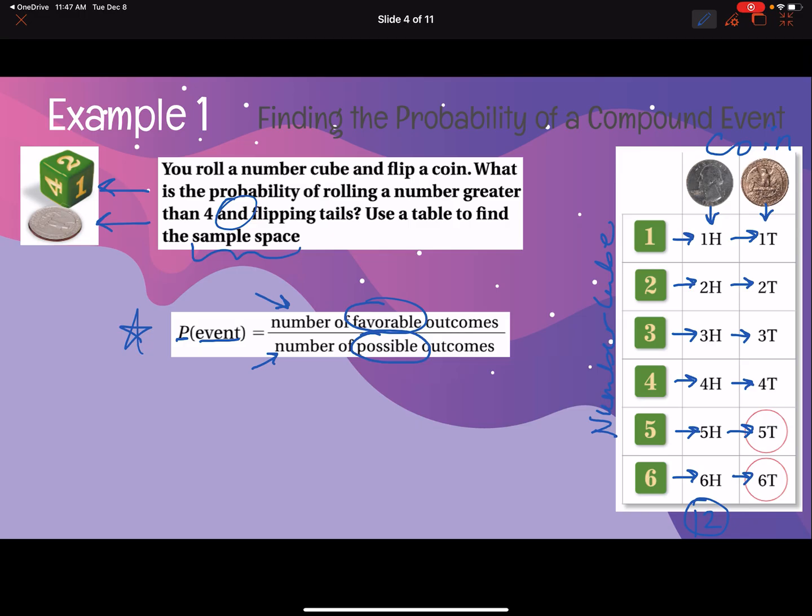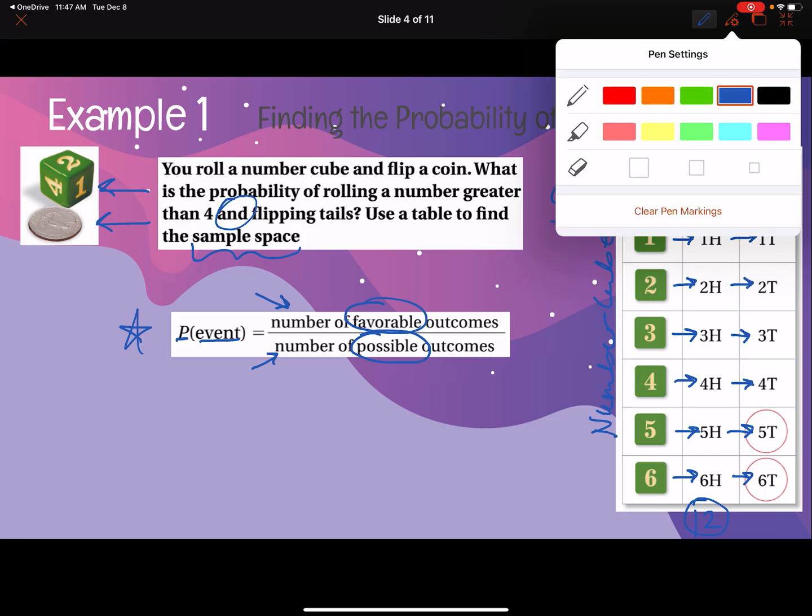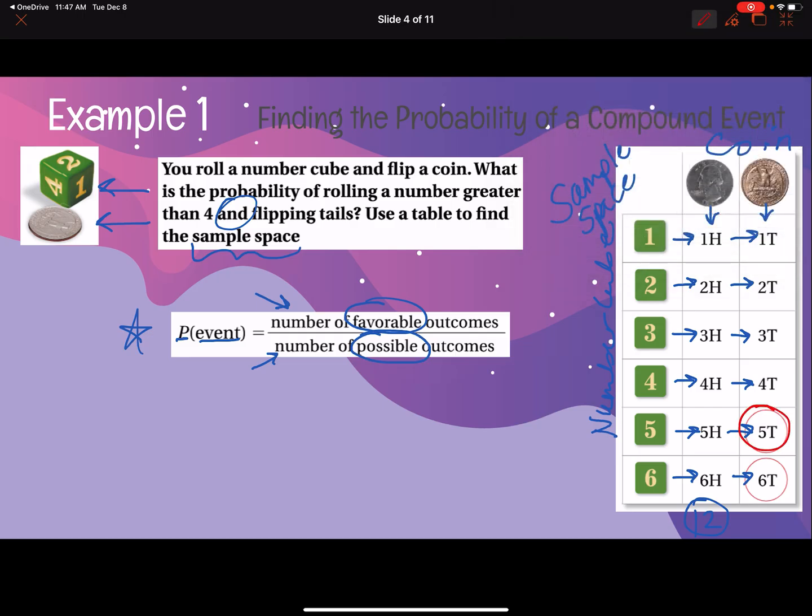Now, when we look at this, we can see over here in this sample space, that's what we're going to call this table over here. This is our sample space. We have those two favorable outcomes, a number greater than 4 and a tail. Those are the only options that we have out of those sample spaces.